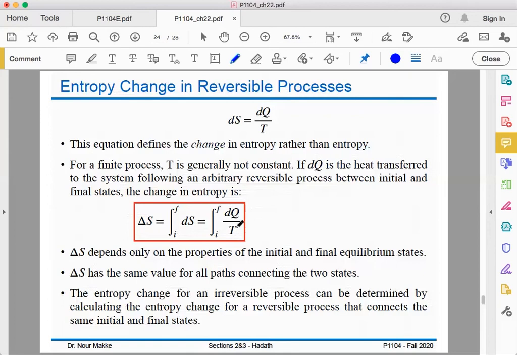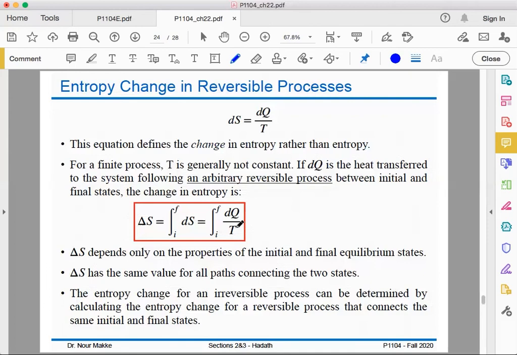And as you can see from the expression, delta S depends only on the properties of the initial and the final equilibrium states. Practically, delta S, as we saw before, is a state variable. And if it's a state variable, then it's defined in a given state. Therefore delta S has the same value between a given initial and a given final state, regardless of the paths you take to go from the initial to the final state. So this is why delta S only depends on the properties of the initial and the final state.